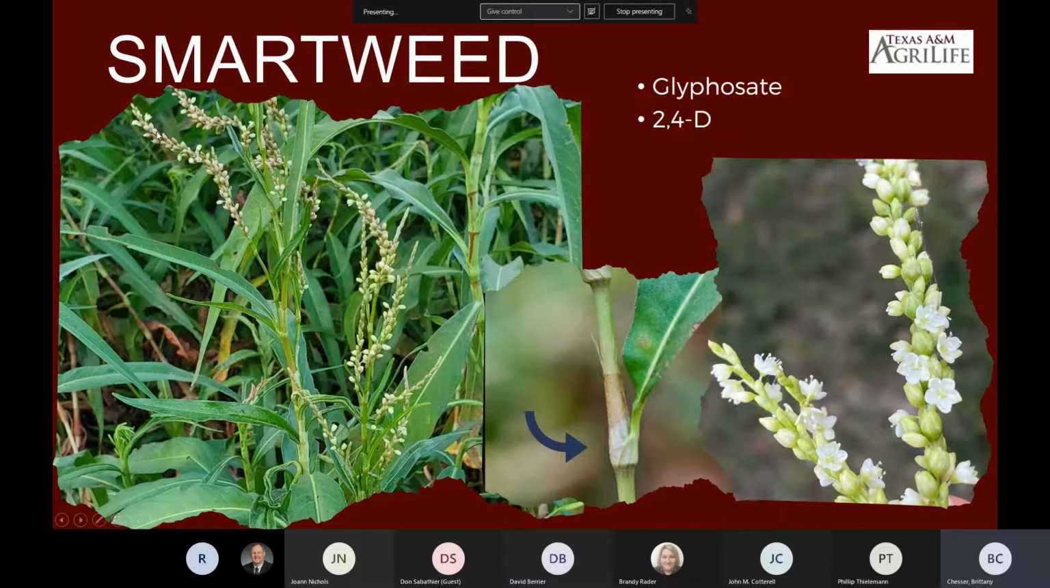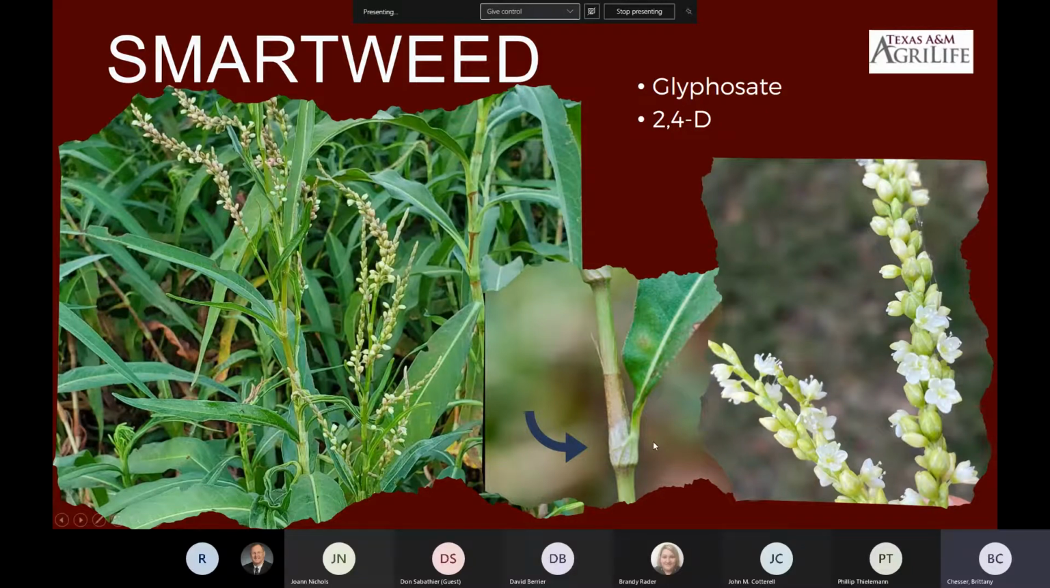That's one key, but the main key to tell if it's smartweed is this paper-like sheath that you see right here. This is called an ochrea. That's probably not something you're ever going to need to remember, so feel free to not store that in your brain. But this paper-like sheath can be clear, brown, or green, and it's a very telltale sign that this is a type of smartweed.